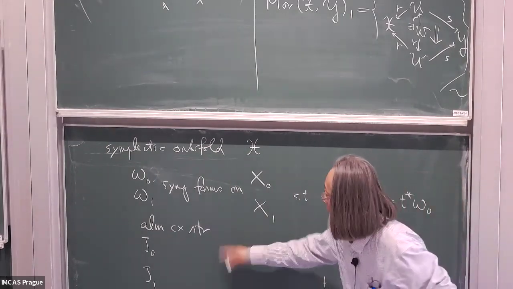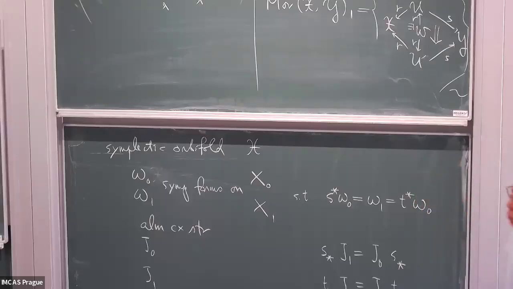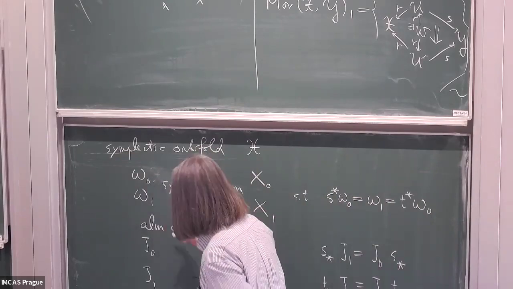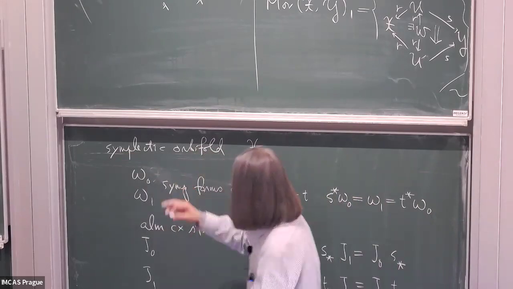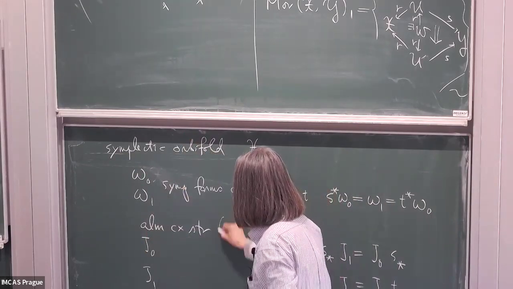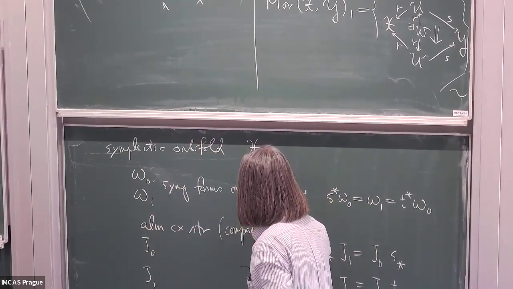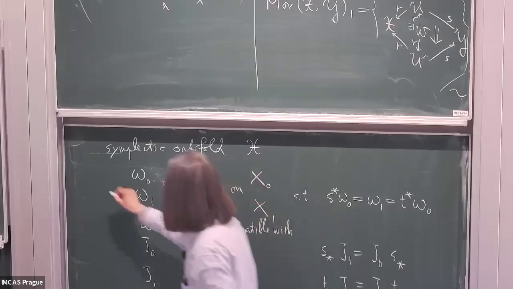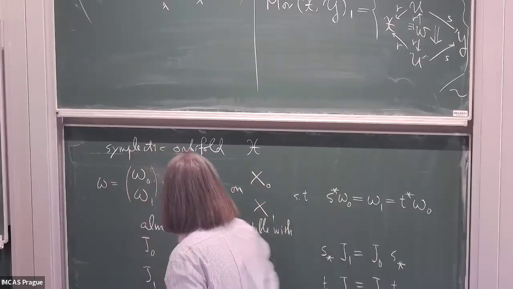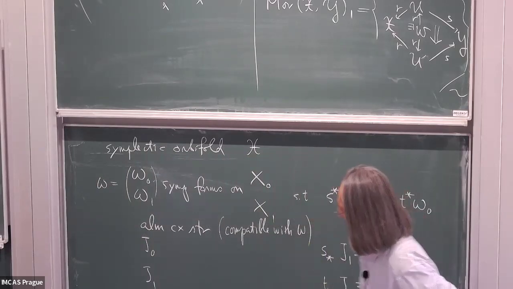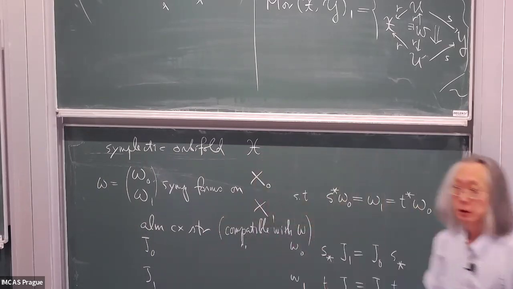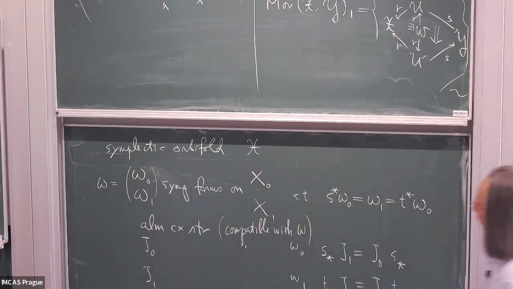So then we call this kind of pair an almost complex structure over this symplectic orbifold, and this is an almost complex orbifold. And when we consider a symplectic orbifold, then we may also consider this one with compatible symplectic structure. Maybe I denote by omega the pair of these two. That is, these are compatible with omega 0 and omega 1, right? So this is just the definition of a symplectic orbifold.